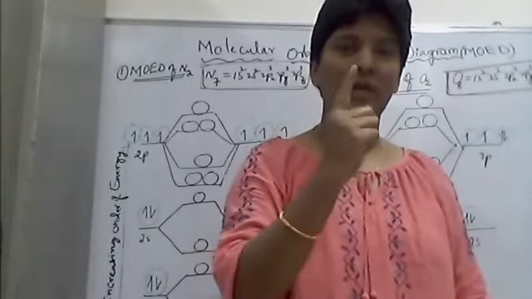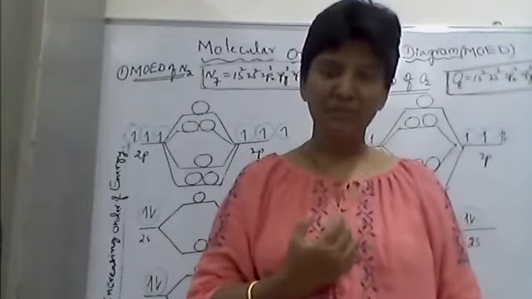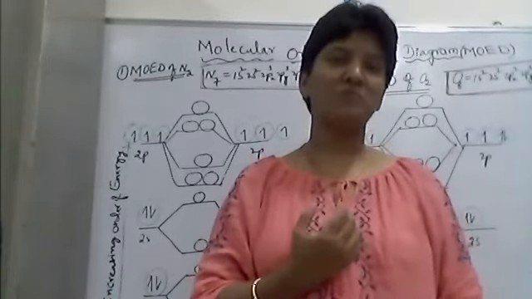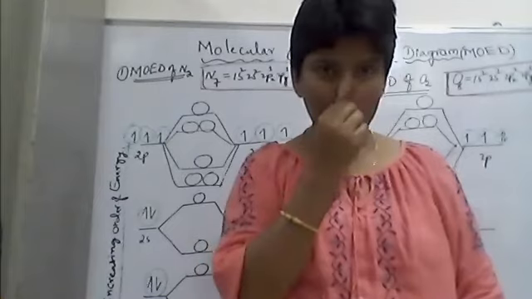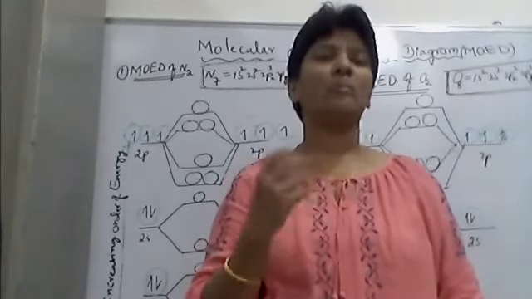We have learned how to calculate the magnetic moment of substances which contain unpaired electrons in transition elements, by using the formula mu equals root over n into n plus 2, which is in Bohr magnetons.